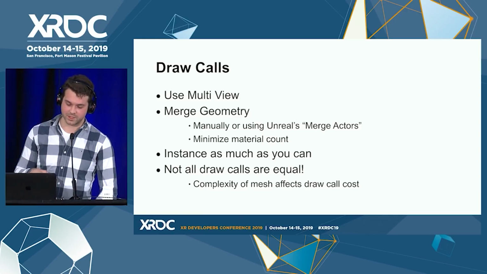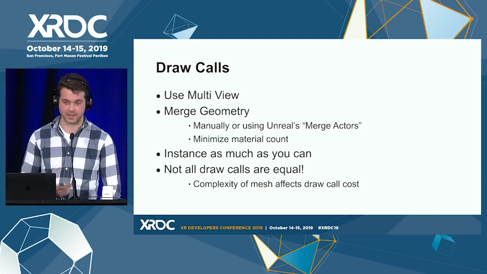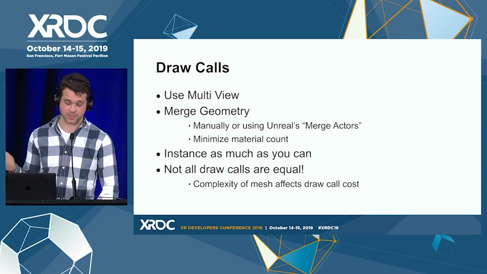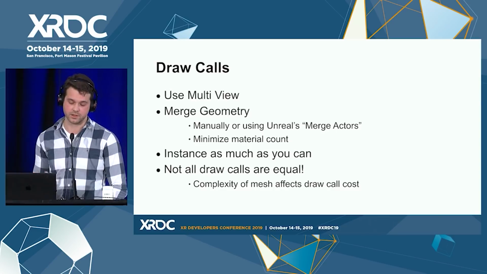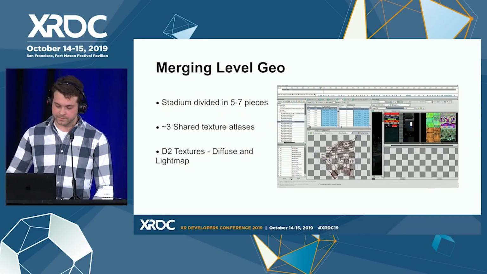So minimize your material count. Instance as much as you can. If you instance static meshes, then it's just one draw call. That's even better. And like I said, not all draw calls are equal. Some draw calls are more expensive. Switching materials is expensive. Switching meshes is even more expensive. And actually, the complexity of the mesh affects the draw call cost.